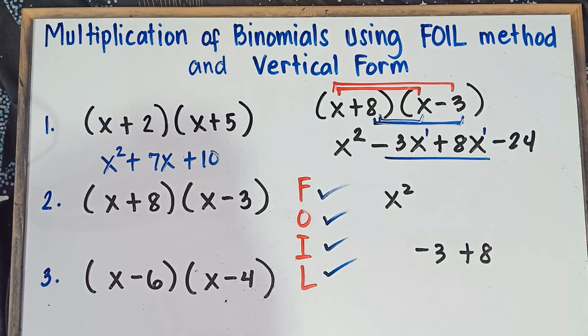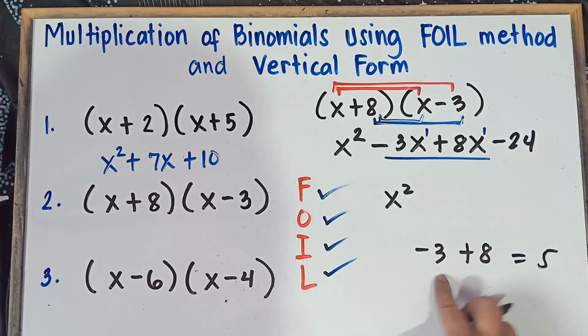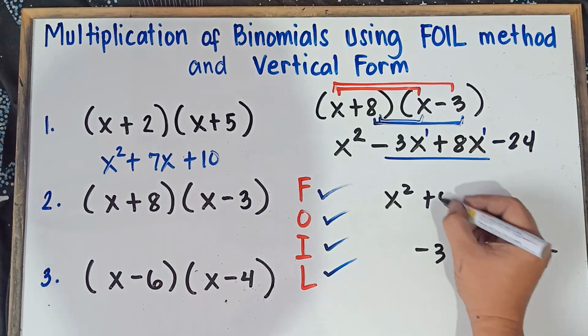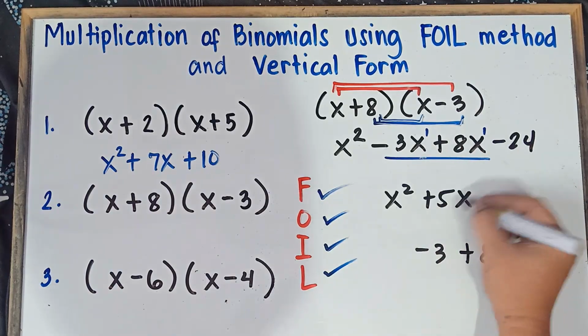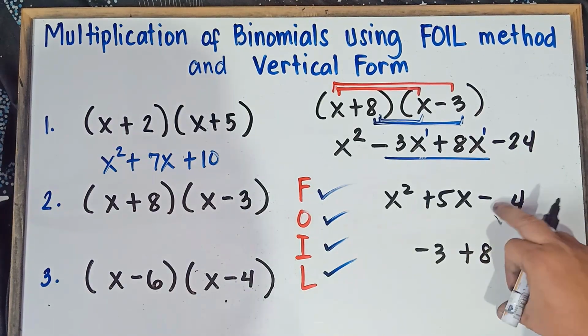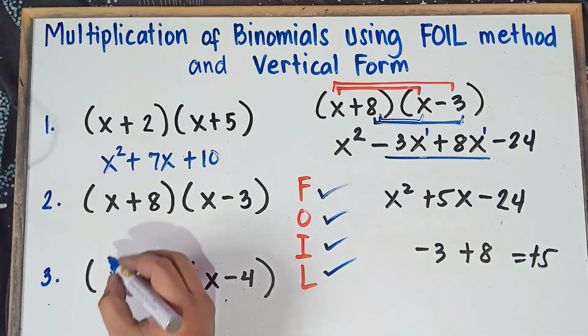Once again, rules in addition. If they don't have the same sign, subtract. 8 minus 3 is 5. Now, 8 is greater than 3, so we copy the sign of 8. So that would be positive 5. Okay, so this is positive 5x. Simply copy minus 24. That's it, class. That's the answer with regards to example number 2, applying the FOIL method. Very easy, right?